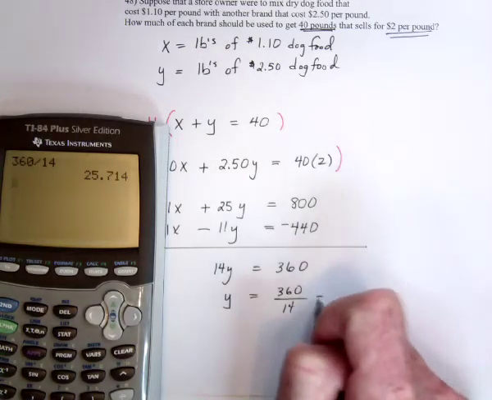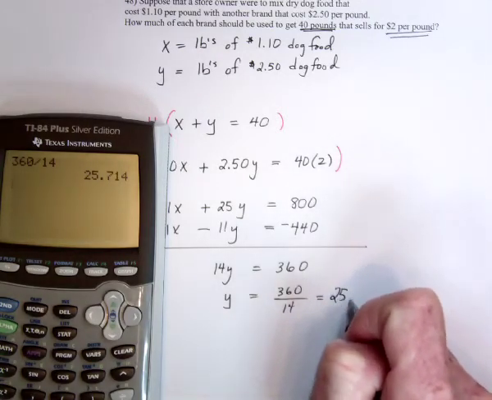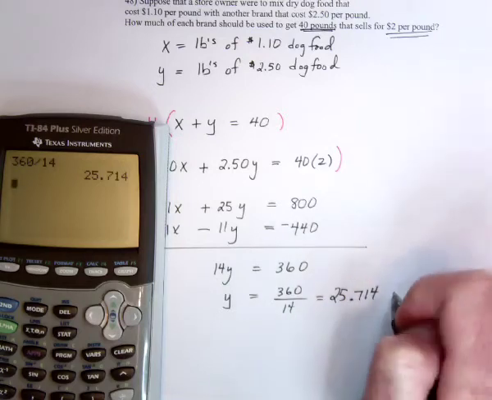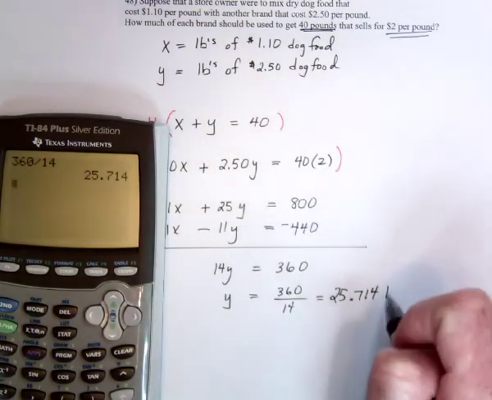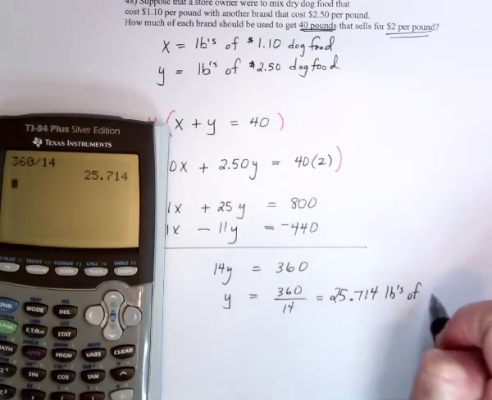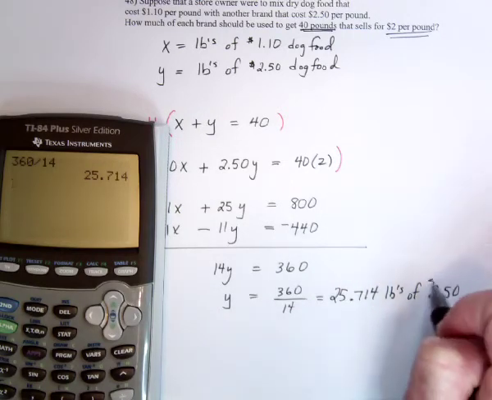Okay, so that is 25.714. And then that's the y, so that's pounds of the more expensive dog food.